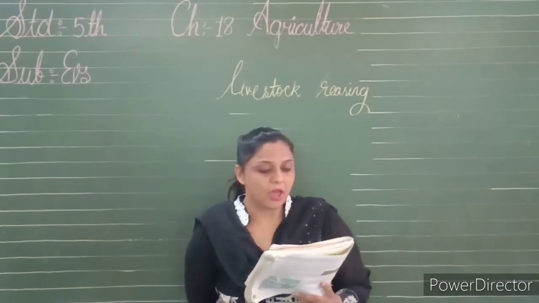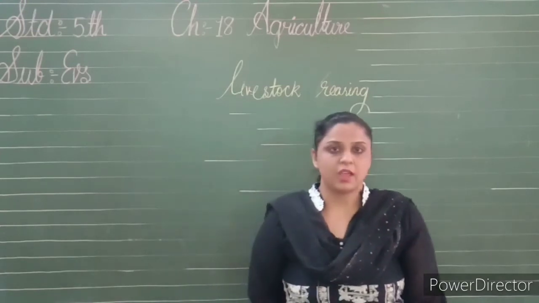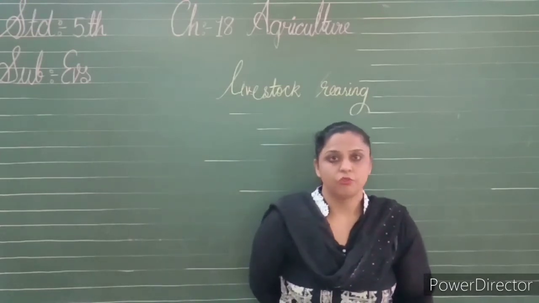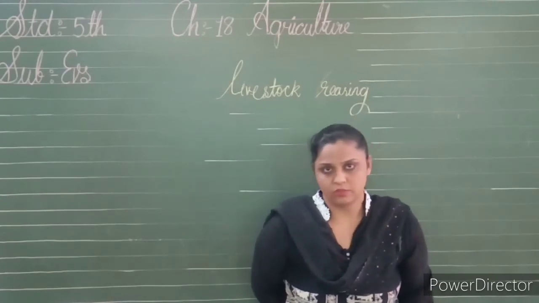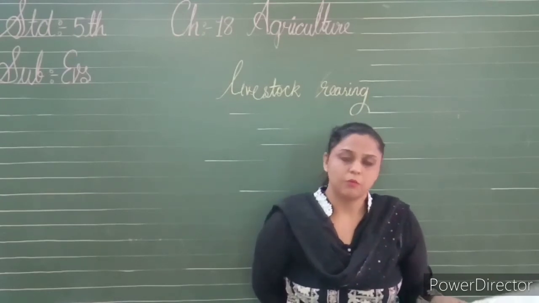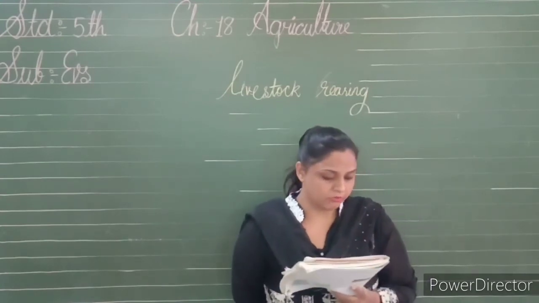Bullocks are used for ploughing fields and drawing water from wells. Everybody knows bullocks and oxen are used in farming for ploughing fields. Some people use tractors for this, but most farmers use bullocks. This is a traditional method of farming.